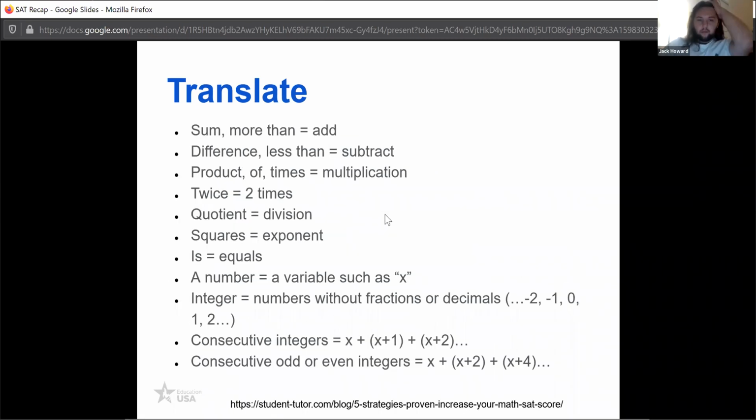So here's some examples. If it says, what is the difference between these two things? That means subtraction. Twice is 2 times. But you always want to make sure that you are working with mathematical operations, not just words, because I think that's harder to keep in your head.